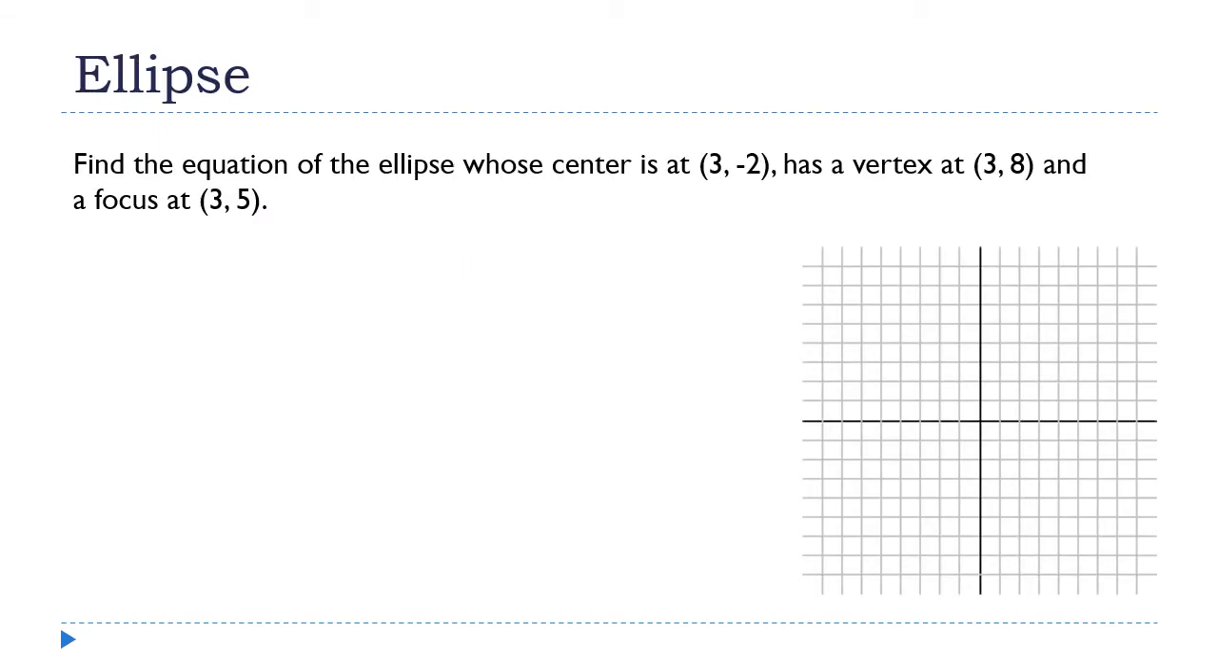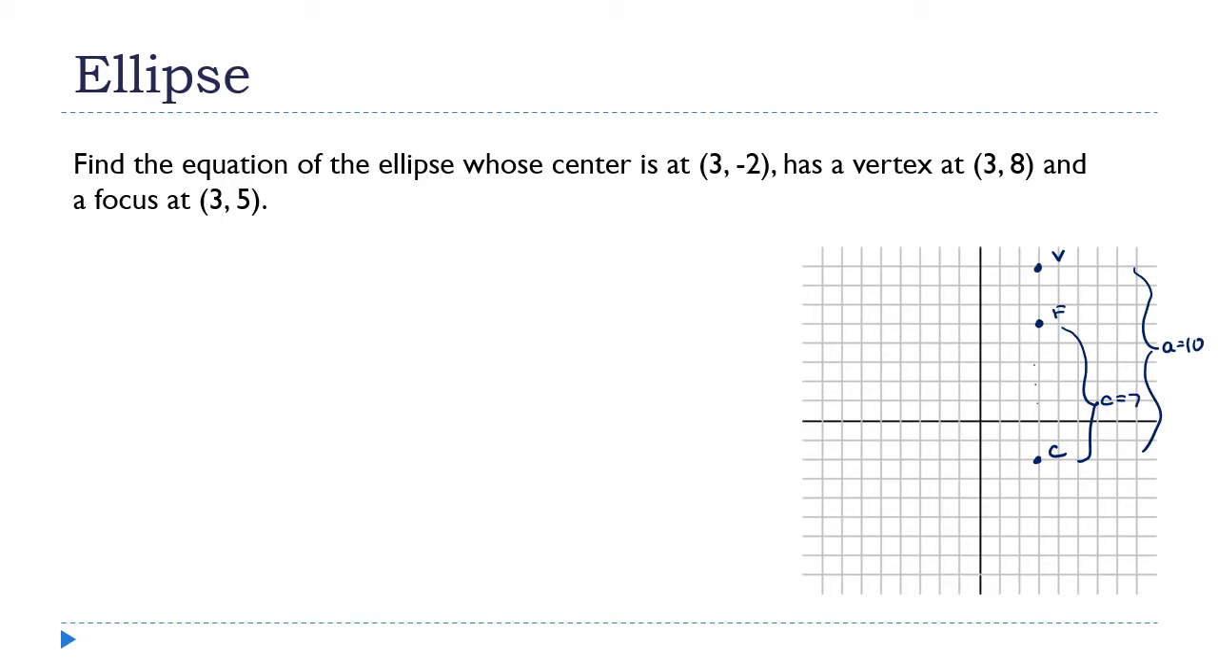All right, so let's see if we can find this equation. The center is not at the origin anymore. It's now at 3, -2. That's the center. It has a vertex at 3, 8. That's all the way up here. And this distance from the center out to the vertex, that's 10, and that's going to be A. And it has a focus at 3, 5. 1, 2, 3, 4, 5. So this distance, that's going to be C, and that is 7.